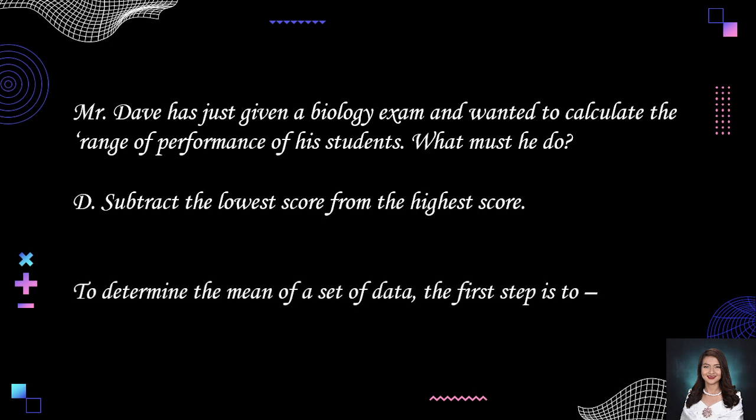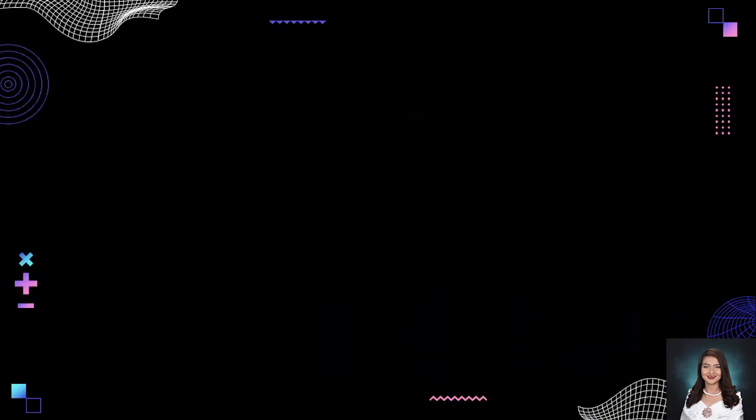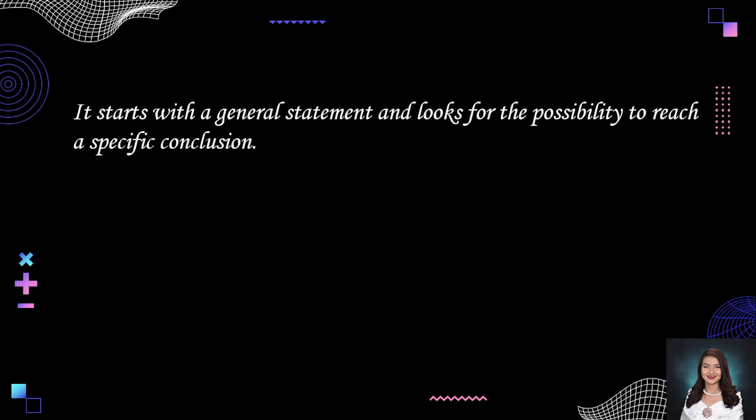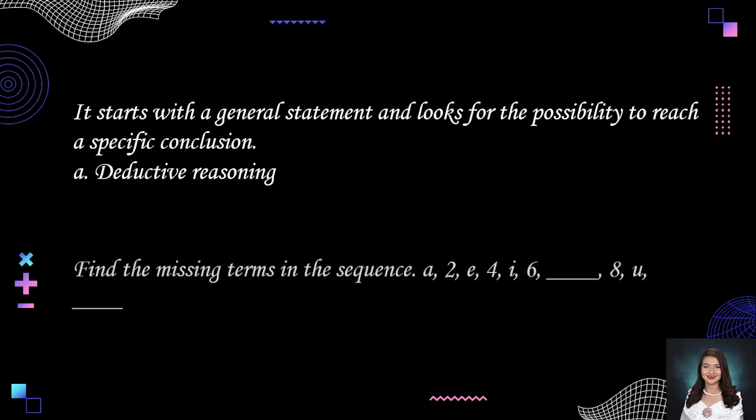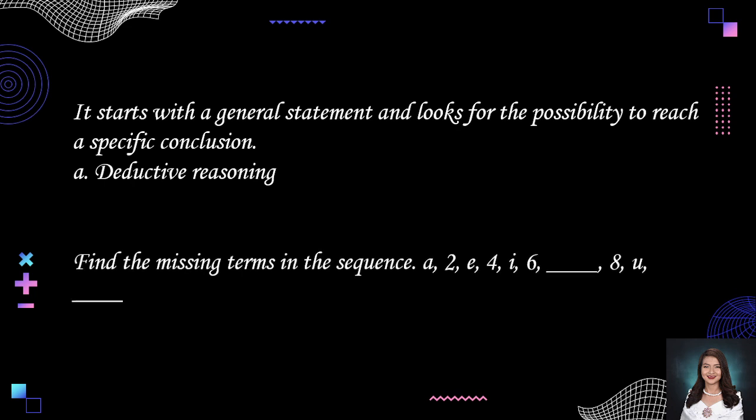To determine the mean of a set of data, the first step is to add the sum of the values in the set. Next one, it starts with the general statements and looks for the possibility to reach a specific conclusion. The answer here is deductive reasoning. Find the missing terms in the sequence A, 2, E, 4, I, blank, 8, U, and blank. The answer here is O and 10.